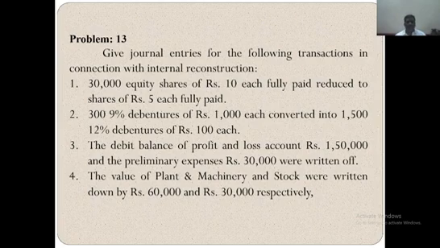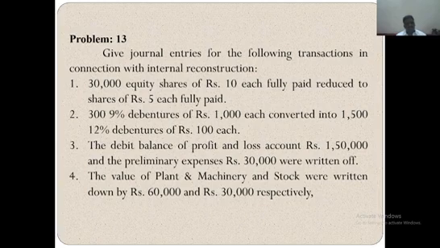The debit balance of profit and loss account 1,50,000 and preliminary expenses 30,000 were written off. The value of plant and machinery and stock were written down by 60,000 and 30,000 respectively. So capital reduction total: 30,000 equity shares of rupees 10 each reduced to shares of rupees 5 each, we got 1,50,000 capital reduction. Then debenture also reduced, we got 1,50,000.